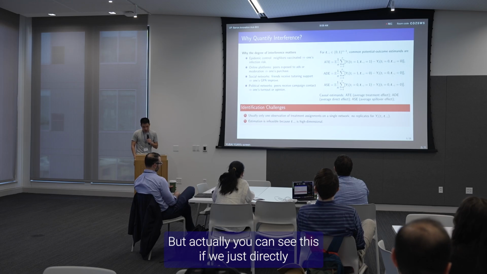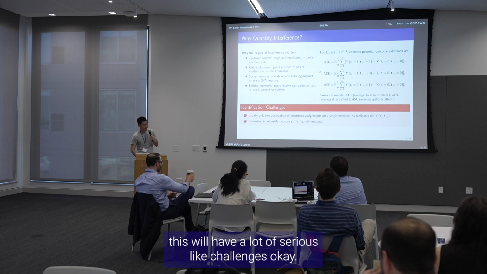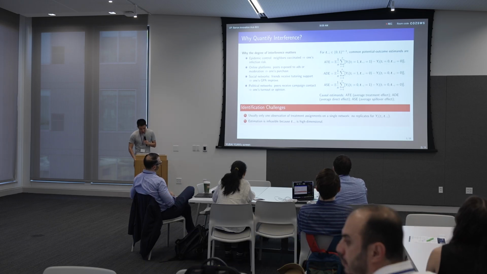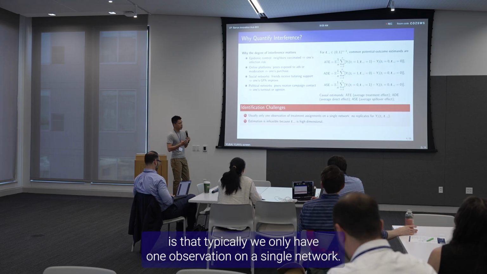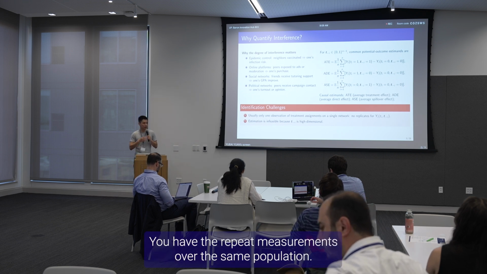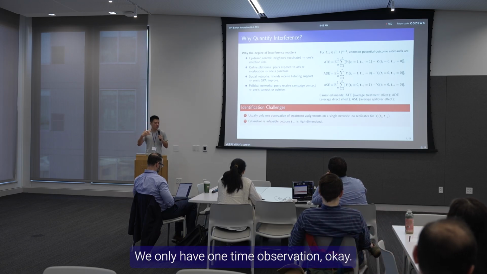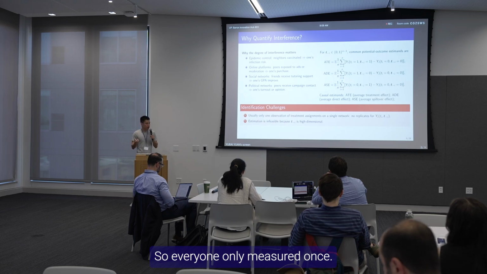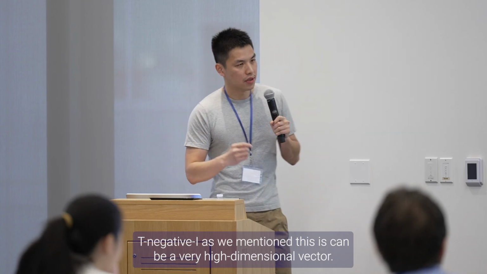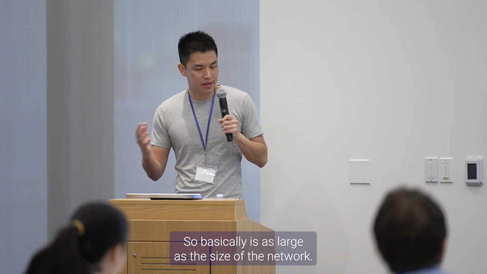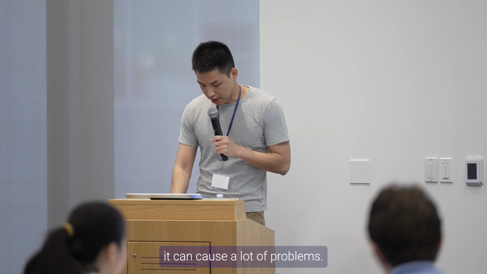But you can see, if we just directly try to quantify the estimand like this, there are a lot of serious challenges. The first one is that typically we only have one observation on a single network. In a lot of situations we don't have the luxury of repeated measurements over the same population. We only have one time observation, so everyone is only measured once. And also this T negative i, as we mentioned, can be a very high dimensional vector, basically as large as the size of the network. So if you just directly try to quantify the estimand like this, it can cause a lot of problems.